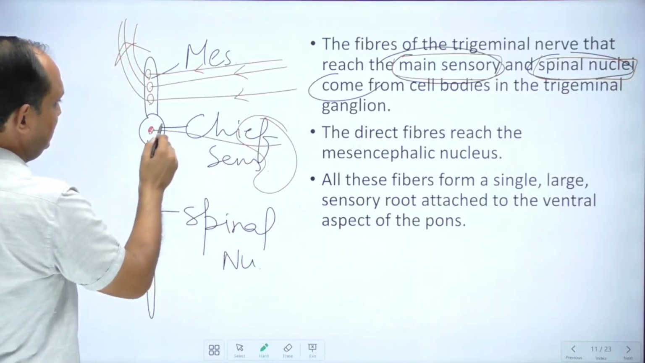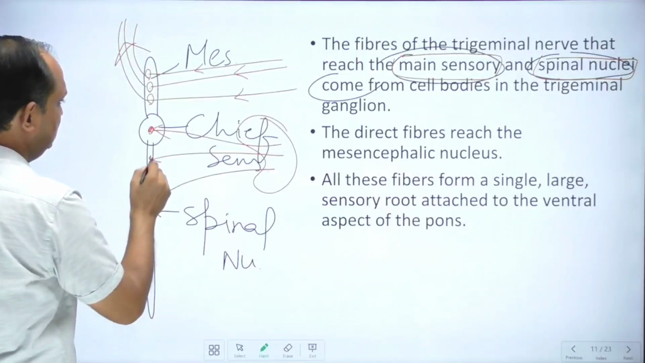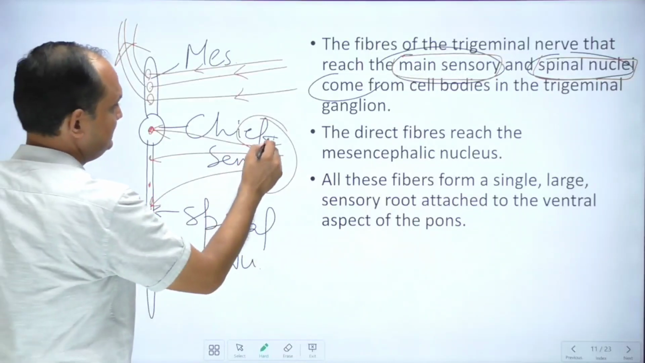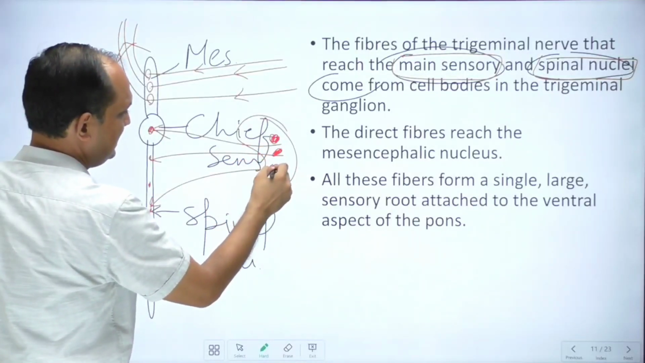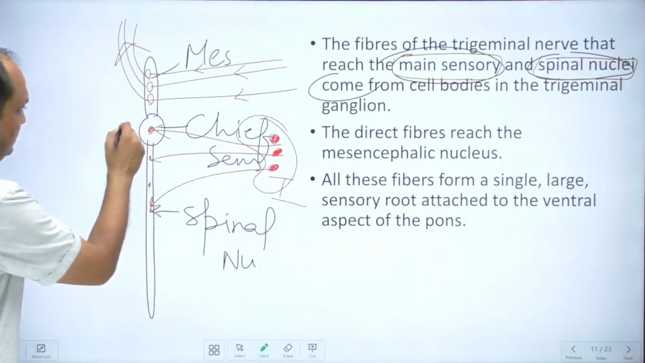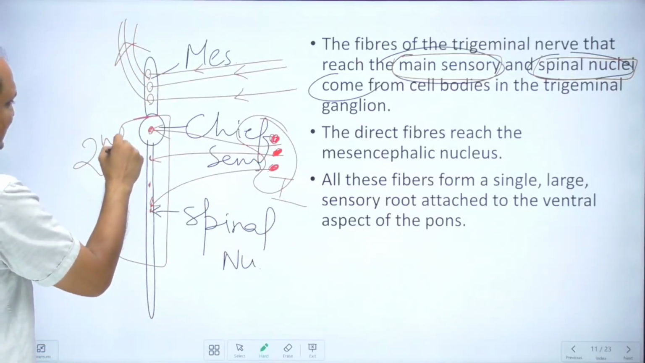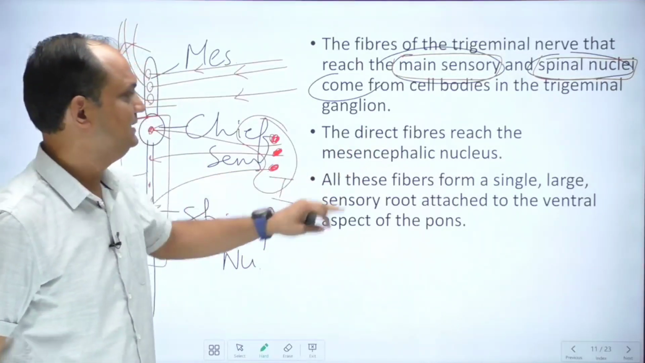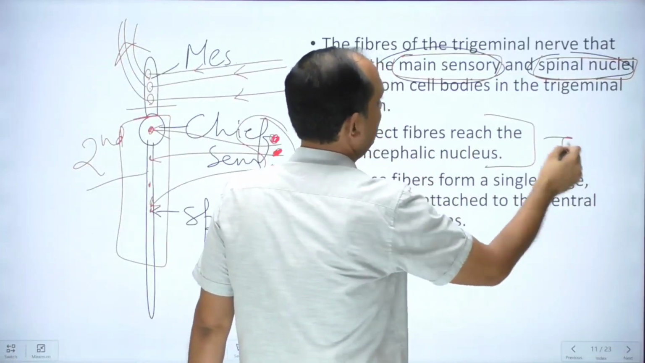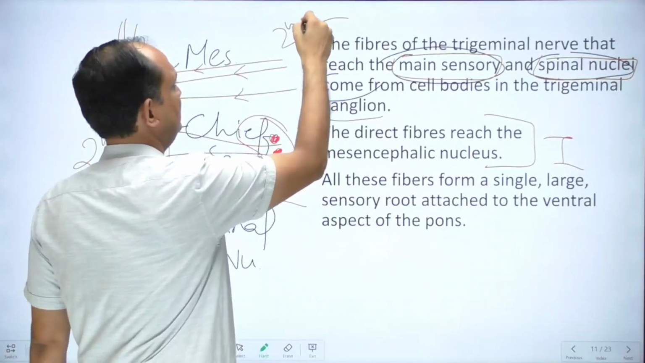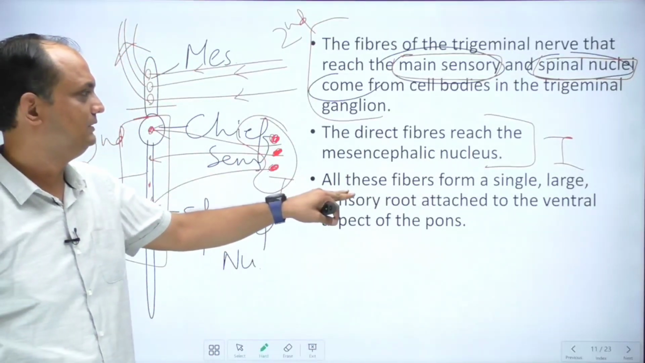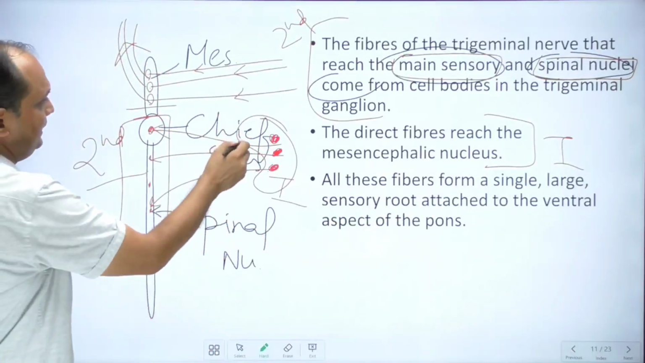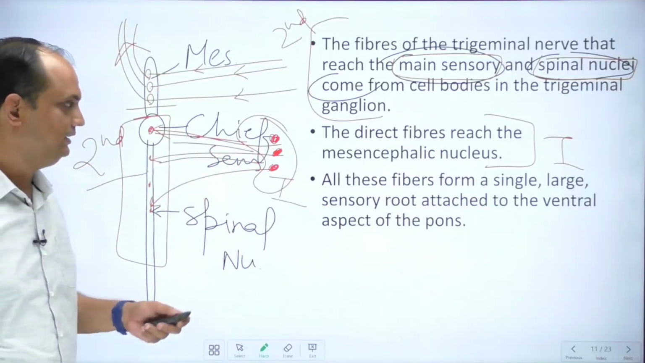The fibers from the trigeminal ganglia enter either the chief sensory or the spinal nucleus, and this is the neuron here. These neurons are second order neurons, except the neurons of the mesencephalic nucleus. So the direct fibers reaching the mesencephalic nucleus are first order, while these are second order. Then you have all the fibers from a single large sensory root attached to the ventral aspect of the pons. So all these fibers attach to the pons as a sensory root.